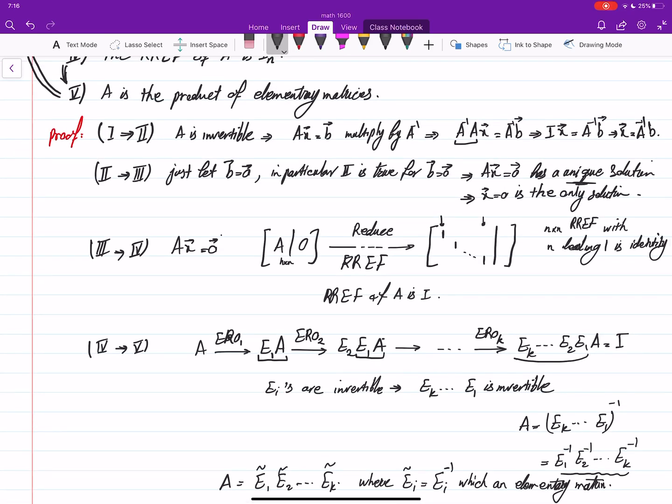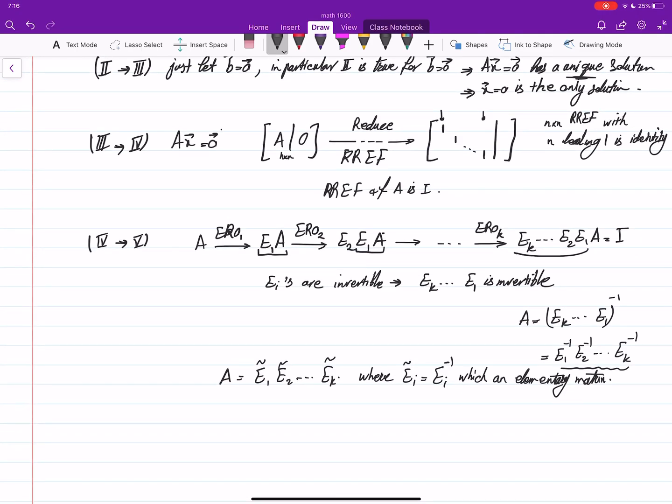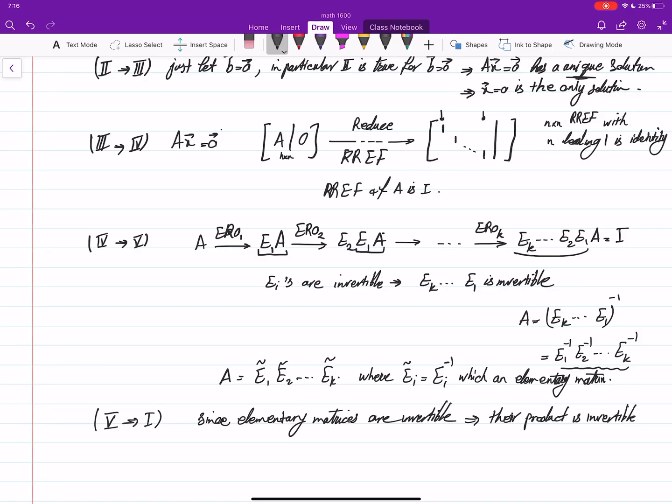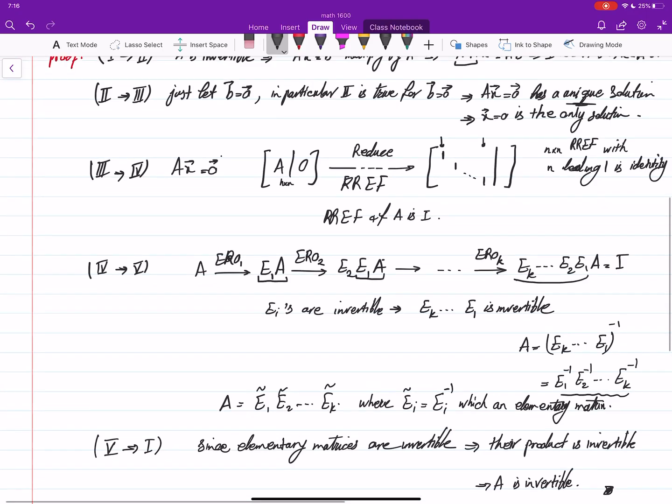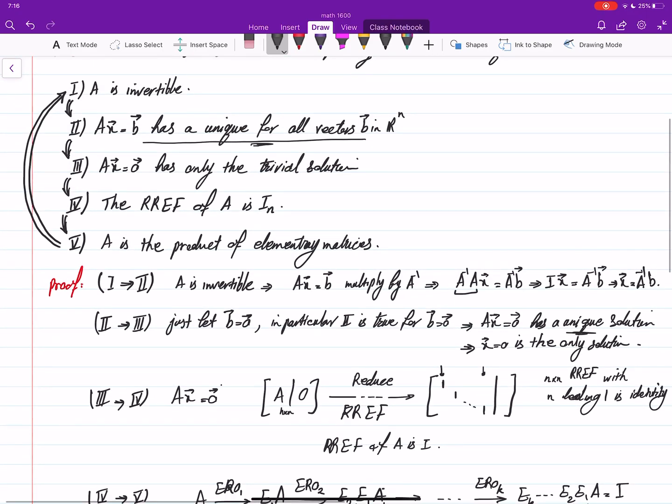How about from the fifth one to the first one? This is now easy. If a matrix is a product of elementary matrices, since elementary matrices are invertible, their product is invertible, and hence A is invertible. So this completes the proof of the theorem. You have to know these different versions and you have to be able to use them.